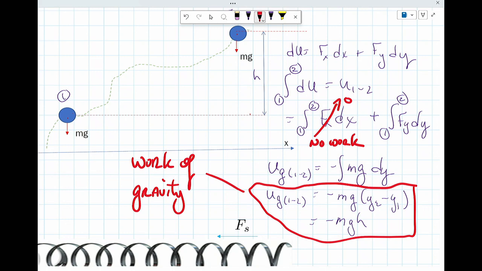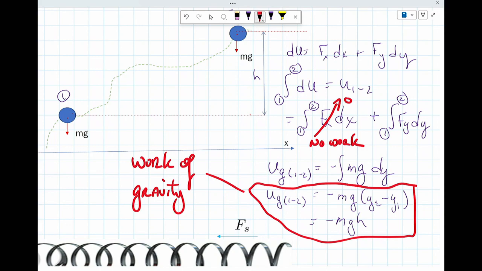Go ahead. I still don't understand why fx dx goes to 0. Because what component of force are we looking at that's acting in the x direction? I haven't put a force in the x direction. And so g, if I take the cos of that, is going to be 0 in the x direction.